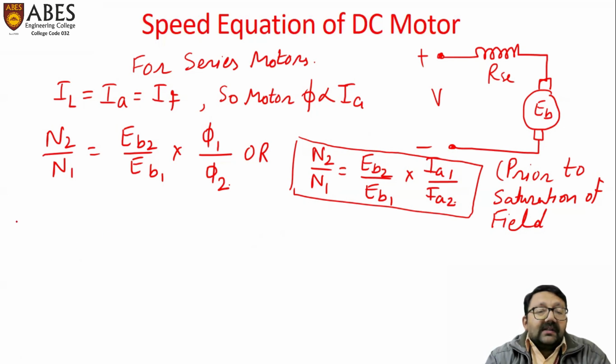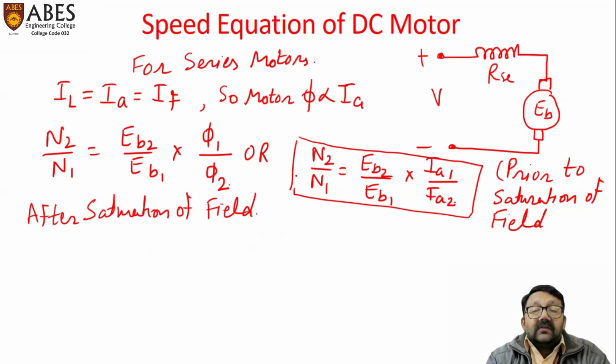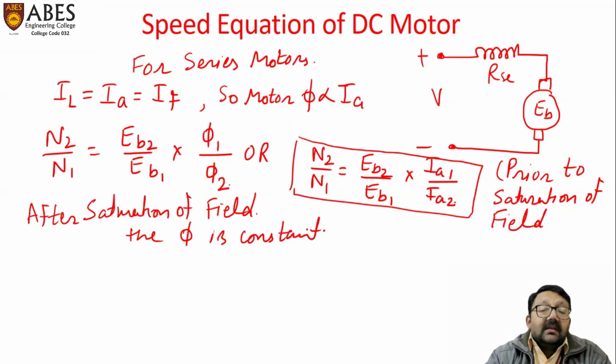Now, after saturation of field winding, what happens once this field winding gets saturated, the flux is constant, and in this scenario, the speed equation of series motor can be applied as N2 by N1 is equal to EB2 upon EB1.